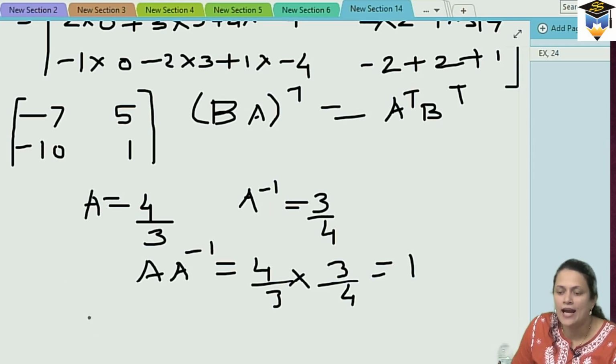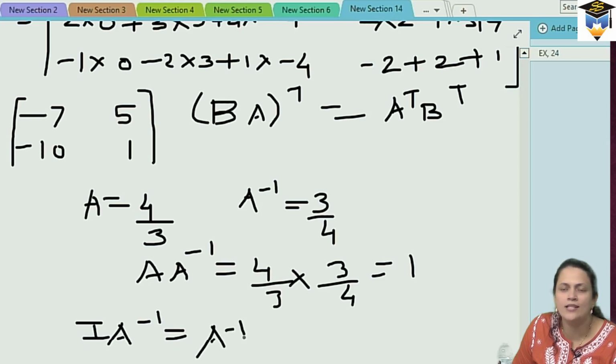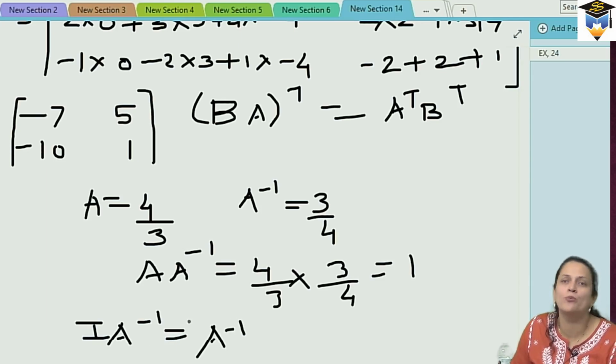And I multiplied by A inverse is going to be A inverse itself, because I is what? I is an identity matrix. So here in the case of matrices, I is nothing but 1. I is considered as 1. Understood this part?